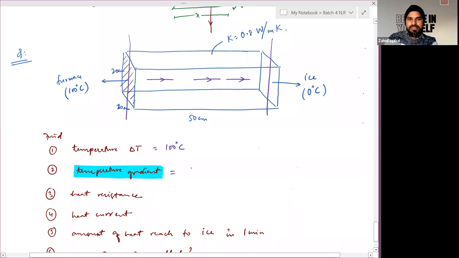Temperature gradient is change in temperature divided by its length. Change in temperature is 100, length is 0.5. So you'll get 200 degrees Celsius per meter.